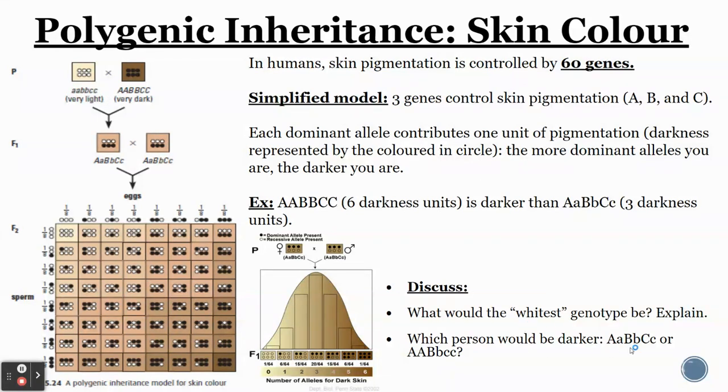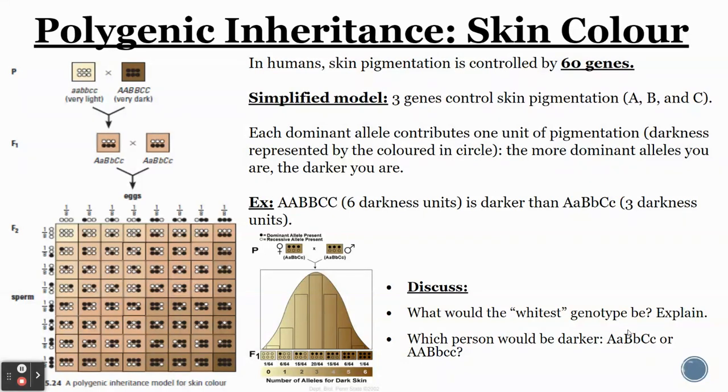Which person would be darker? Big A, little a, big B, little b, big C, little c, or big A, big B, little c, little c. So think about that question very quickly, or pause the video, think about it. Which one would be darker? Think about which one has more dominant alleles. And then from there, you might be able to figure it out. So if you thought about it, you'll probably realize that there'll probably be equal degrees of darkness because this has 3 dominant alleles, and so does this. So likely equal degrees of darkness.